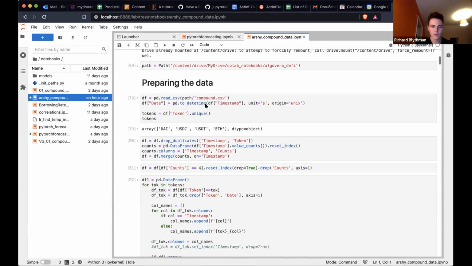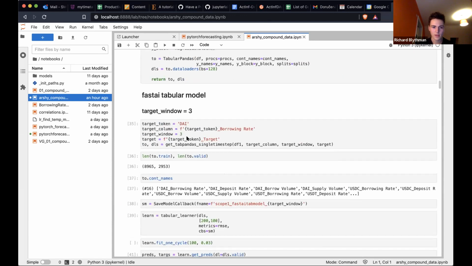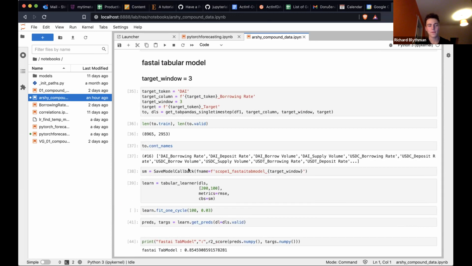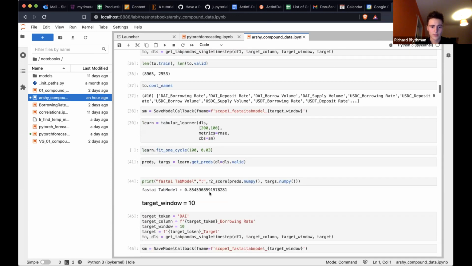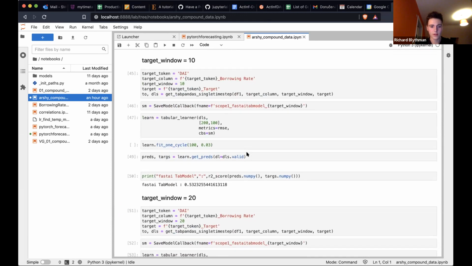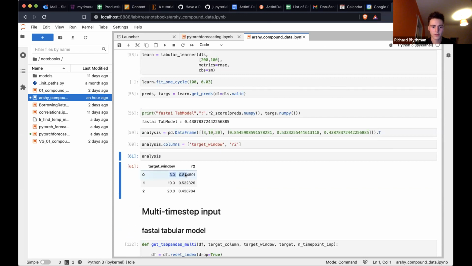So this is Arshi's notebook. This is with the Tabula model, with the target window being 3 time steps into the future. For 3 time steps it's 85%, and then it gets worse over time. I guess this probably means that data shouldn't be leaking from anywhere, as we talked about last time.